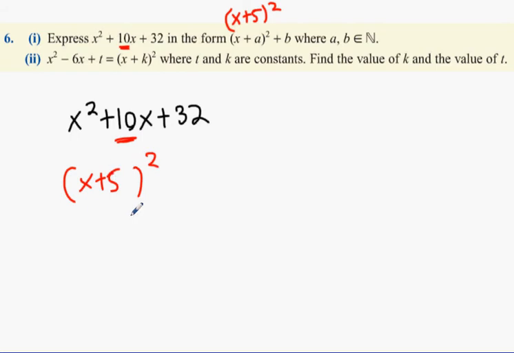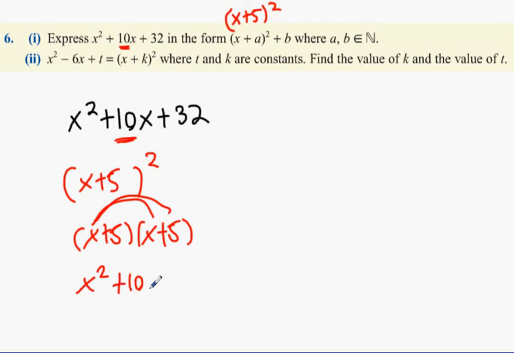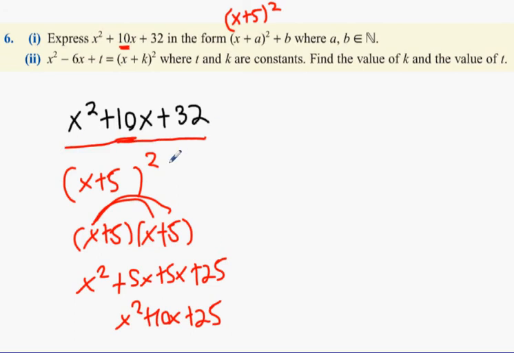If I multiply out x plus 5 squared, what do I get? x plus 5 multiplied by x plus 5. If I multiply it out, I get x squared plus 5x plus 5x, which is technically plus 10x, isn't it? And then 5 by 5, 25. Now x squared plus 10x plus 25. That's not the same as this here, is it?